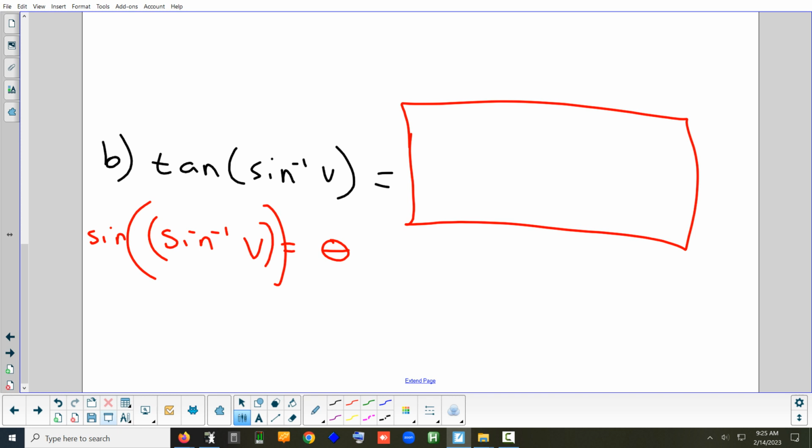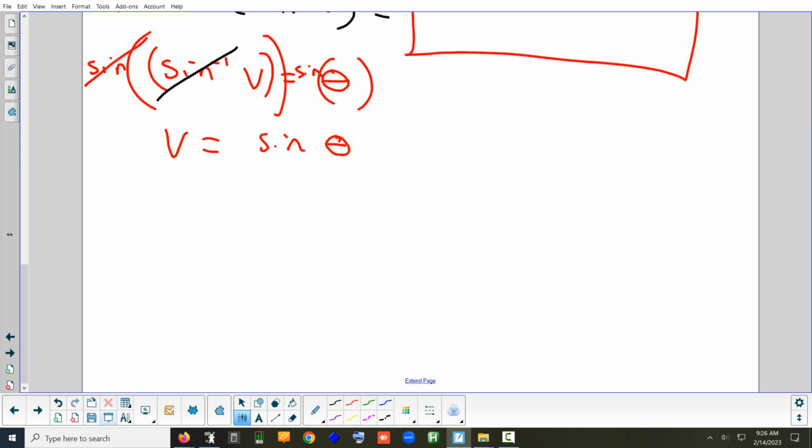Sometimes they use a bracket here just to distinguish it from the other parenthesis. What I do is I just make my other parenthesis larger so you can tell. So we're going to take the sine of the left and then take the sine of what's on the right. Regular sine and inverse sine cancel out. And you get v equals sine theta.